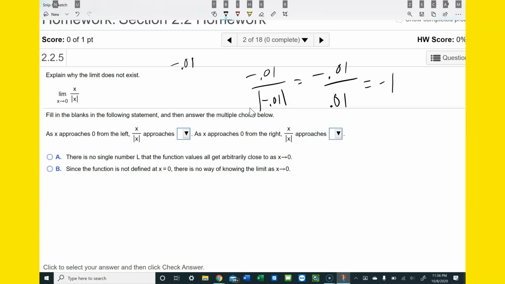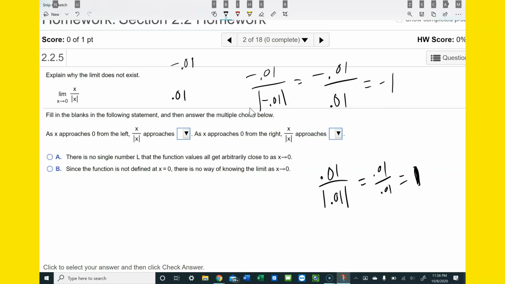What if I approach 0 from the right side of 0? Let me think about that. Like, let's let x be positive 0.01. That's really close to 0. So if I put in 0.01 for x over the absolute value of 0.01, that gives me 0.01 over 0.01, which is going to be positive 1.